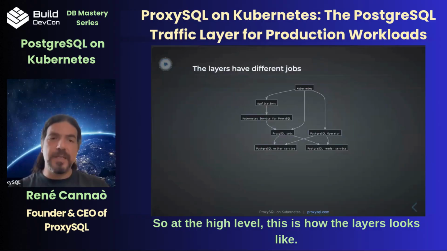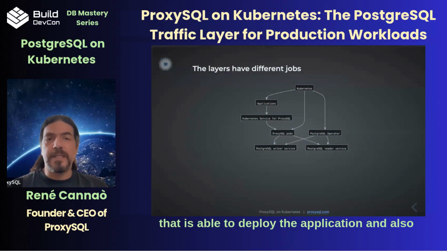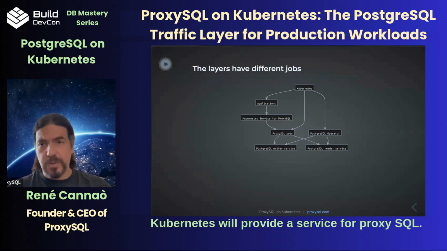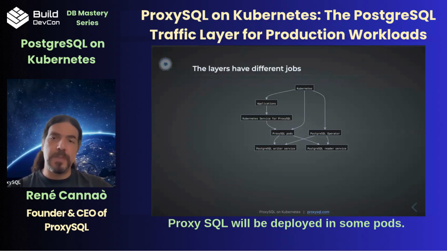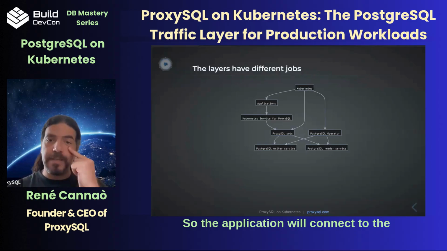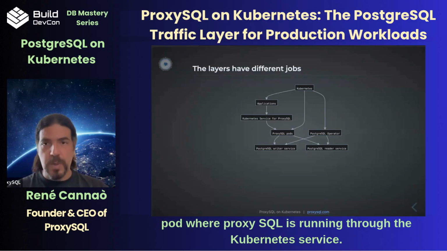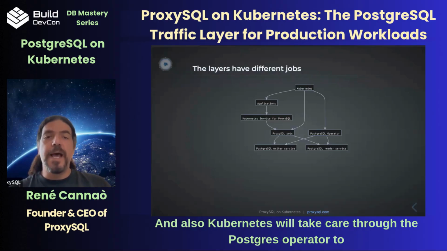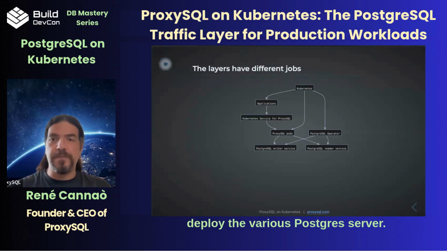So at the high level, this is how the layers look like. You have Kubernetes that is able to deploy the application, and also Kubernetes will provide a service for ProxySQL. ProxySQL will be deployed in some pods, so the application will connect to the pod where ProxySQL is running through the Kubernetes service. And also Kubernetes will take care, through the Postgres operator, to deploy the various Postgres servers.